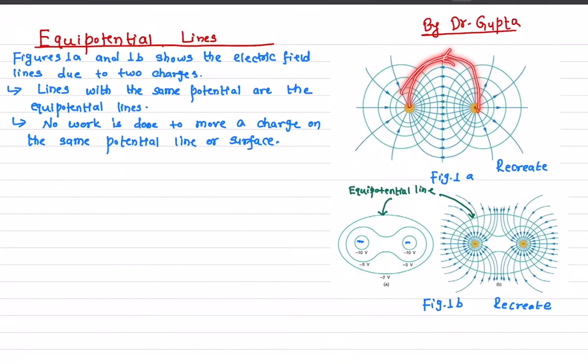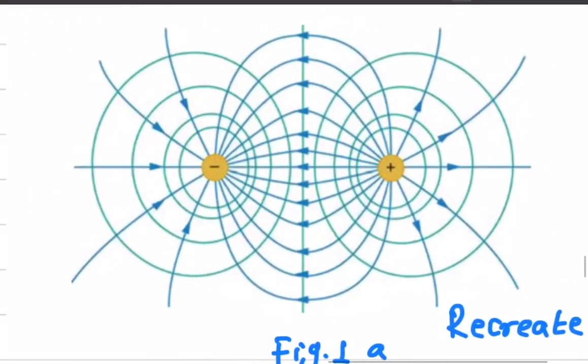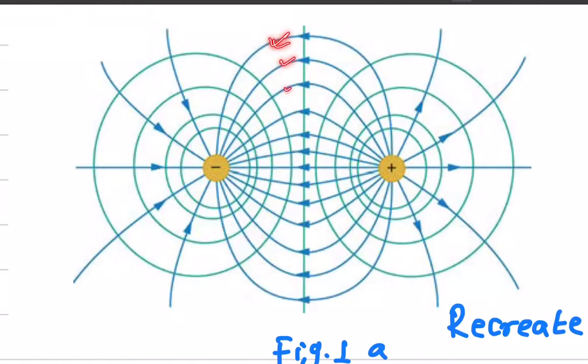Let's say you have a positive charge and a negative charge. These lines tell you the direction of the electric field. So what does this mean? That means if you put a test positive charge, it will move in this direction. If I move one tiny test positive charge here, it will move along the tangent at this point. So this is the direction of the electric field.